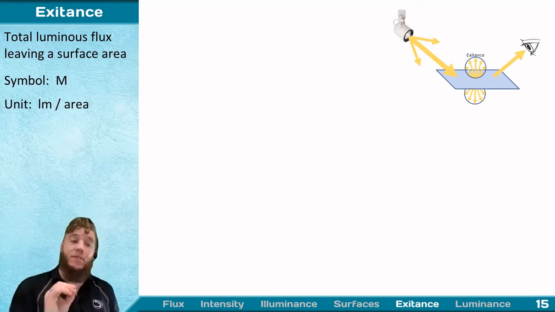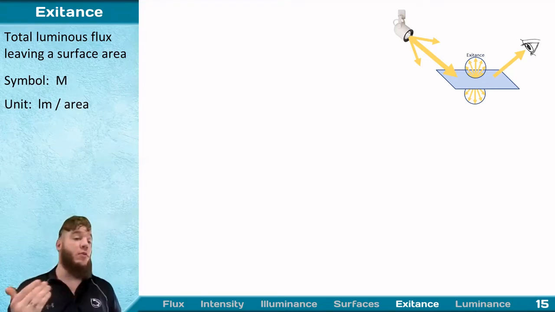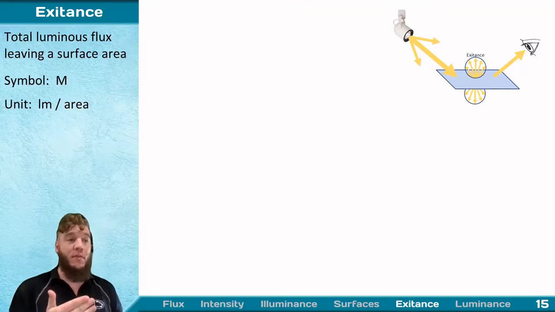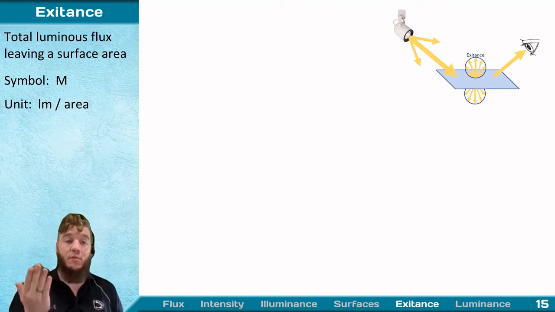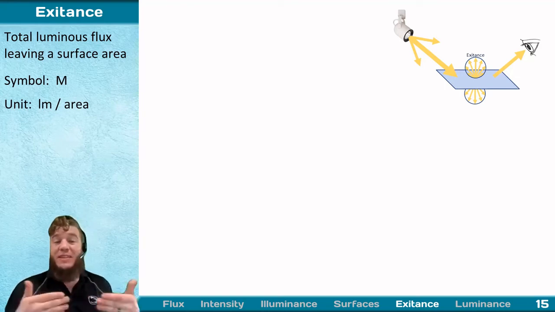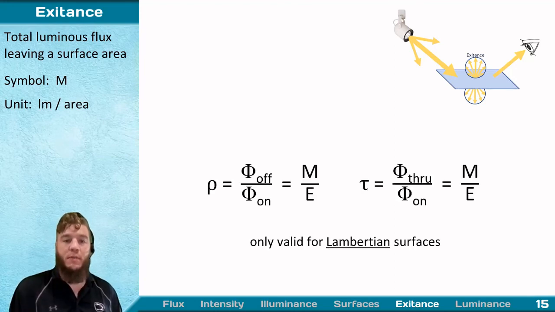However, I want to point out, and this is important, it's lumens per area, but it is not lux or foot candle. Lux and foot candles are names reserved specifically for illuminance and only illuminance. So when we're talking about exitance, we're going to report those values in terms of lumens per area, not in terms of lux or foot candle. So the main difference between illuminance and exitance is the interaction with the surface. So let's take a look at those equations.